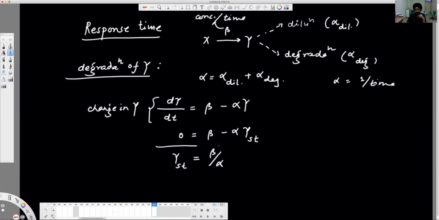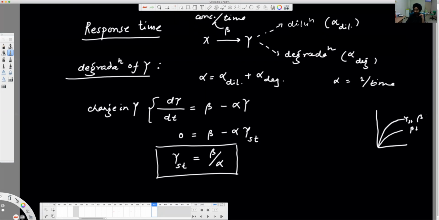makes sense, right? This equation makes sense that if you have high production rate, high value of beta, your steady state will be higher, right? If you increase beta, the steady state will also go up, right? So that makes sense, and it is inversely proportional to alpha, which is also making sense that if you increase the degradation, you can't reach a very high steady state, right?